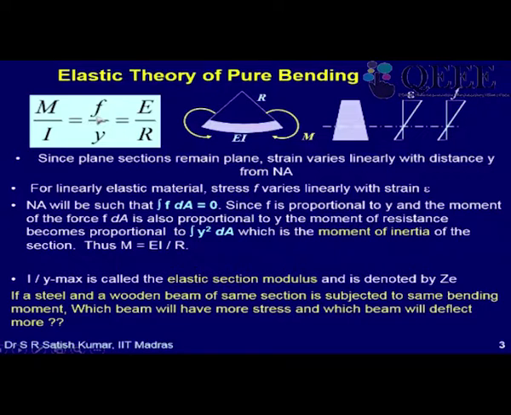And which beam will deflect more? The one which has a larger radius of curvature will probably deflect more. In this case, we know that wooden beams have smaller Young's modulus compared to steel beams. So obviously the wooden beam will deflect more. So you have a visual confirmation of what is happening.